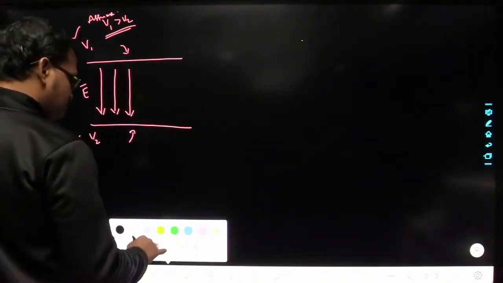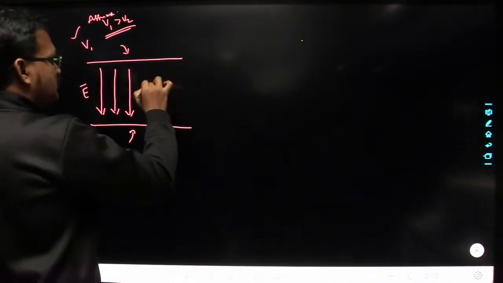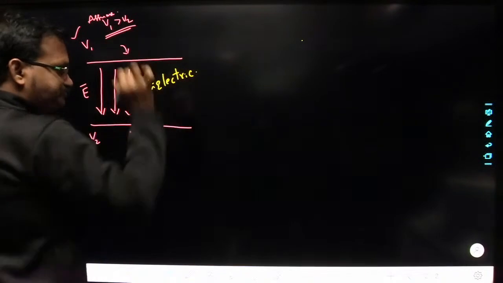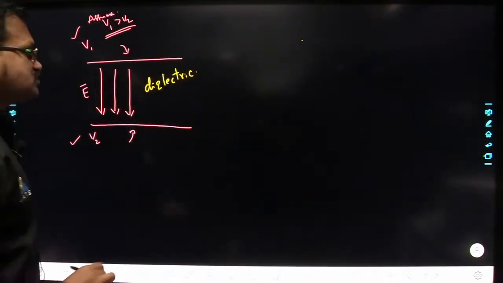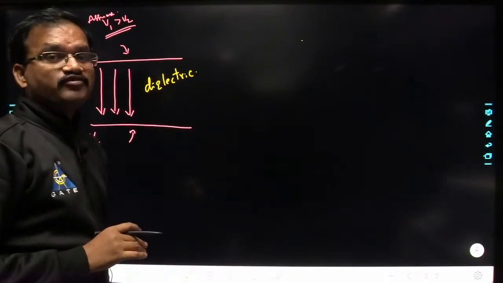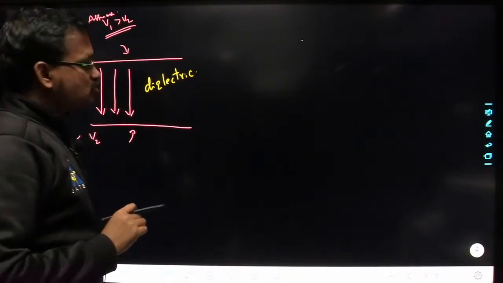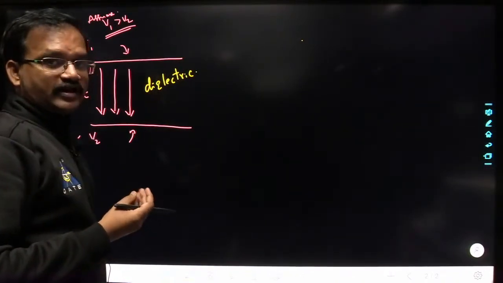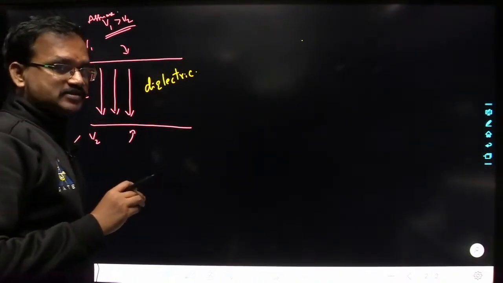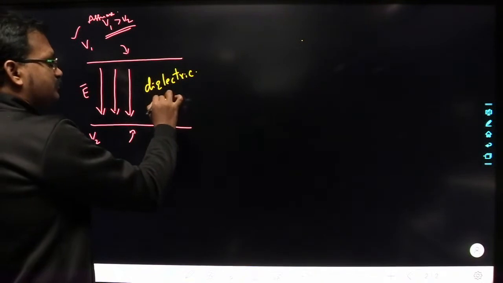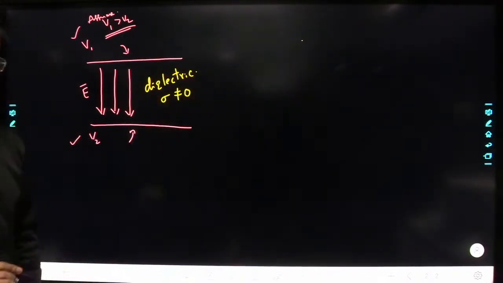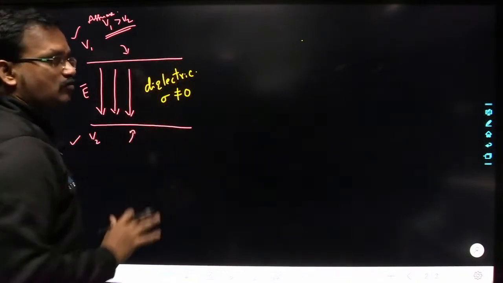Now, what is the medium that is present between these two conductors here? The medium present between these two conductors is nothing but a dielectric medium. Understood? Okay. Now, let us assume it is not a perfect dielectric. So what do you mean by not a perfect dielectric here? It means the conductivity of this medium is not equal to 0.